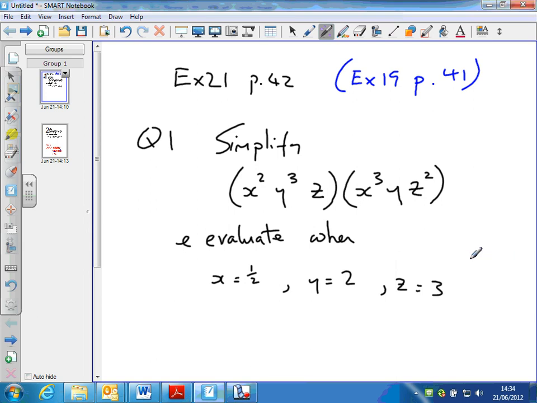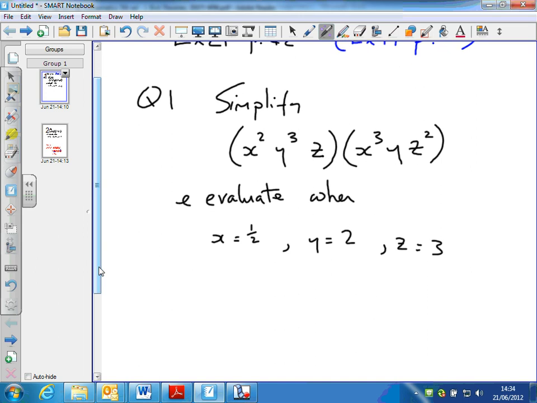Exercise 21, page 42, on laws of indices, or exercise 19, page 41 if you're looking at the old textbook. Question 1 here, simplify this expression. I'm going to run through this problem, and at the end will be another one for you to try exactly the same, so have a look at that.